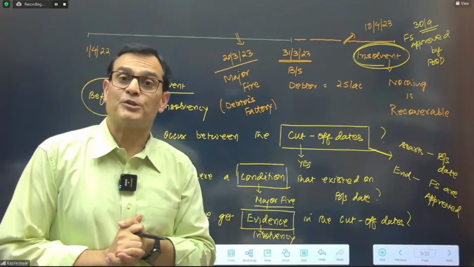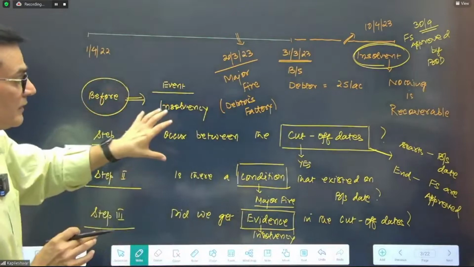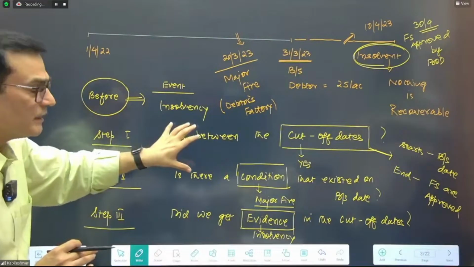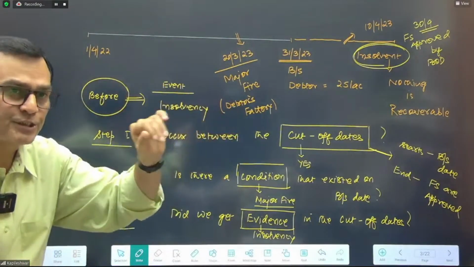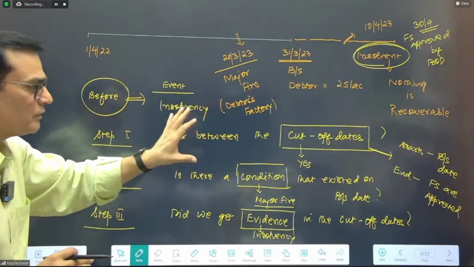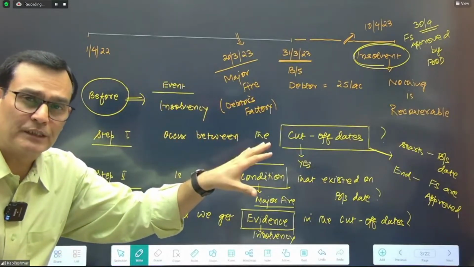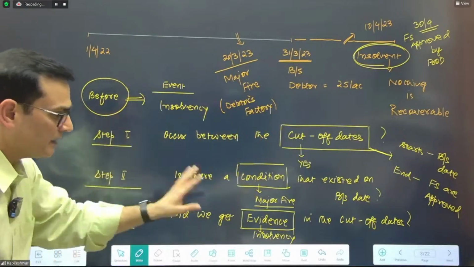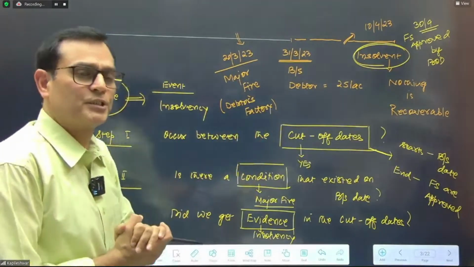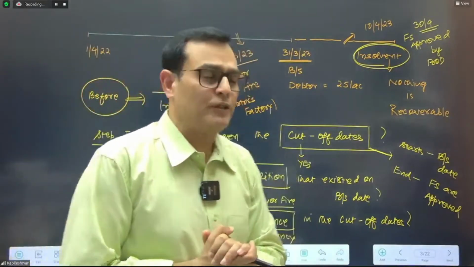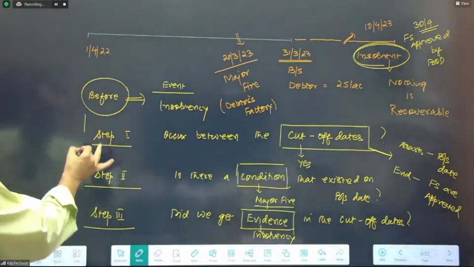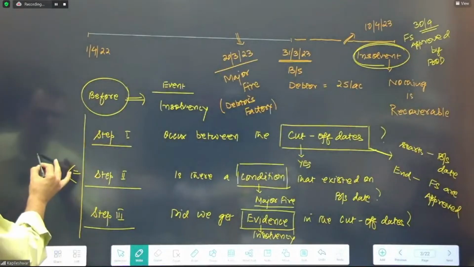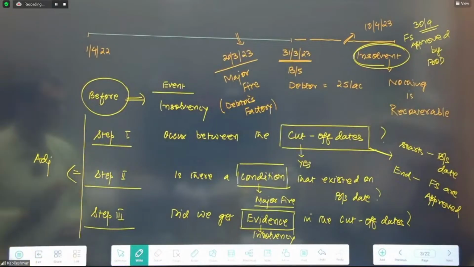So all the 3 questions are a yes. Did the event of insolvency occur between the cutoff dates? Yes. Was there a condition on the balance sheet date, the reason of the insolvency, the major fire, present? Yes. Did we get the evidence in the cutoff dates, insolvency? Yes. If you say yes to all the 3 steps, it becomes an adjusting event in nature.